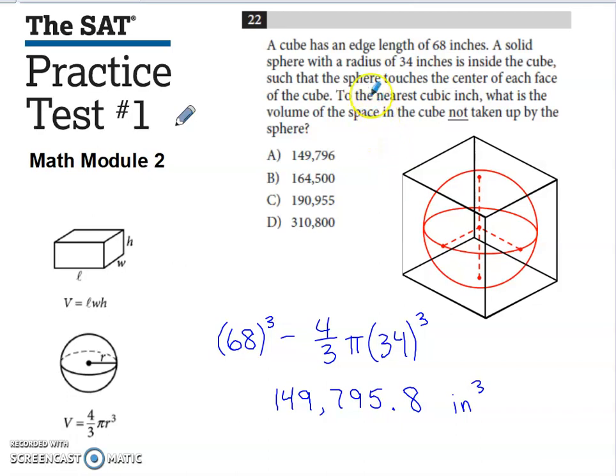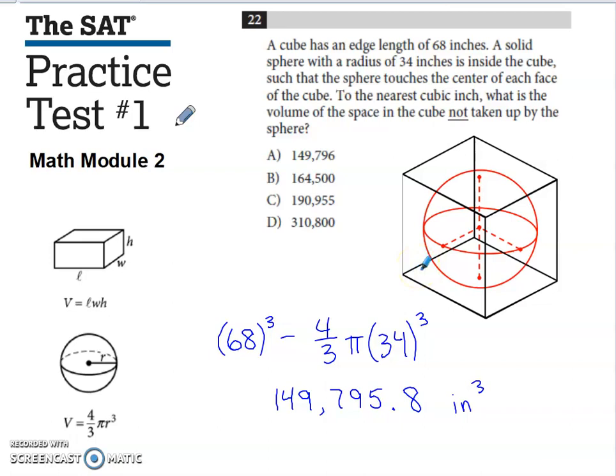Here's an SAT problem that says we've got a cube that has an edge length of 68 inches. A solid sphere with a radius of 34 inches is inside the cube such that the sphere touches the center of each face of the cube. To the nearest cubic inch, what is the volume of the space in the cube that is not taken up by the sphere?